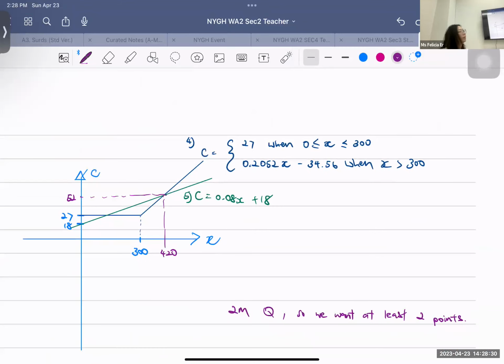Okay, so this question is a 2-mark question. So definitely you should write enough to help you get that 2 marks. Okay, this is the exact same graph. Nothing has changed. It's just that I want to clean it up to do a part 7 here.